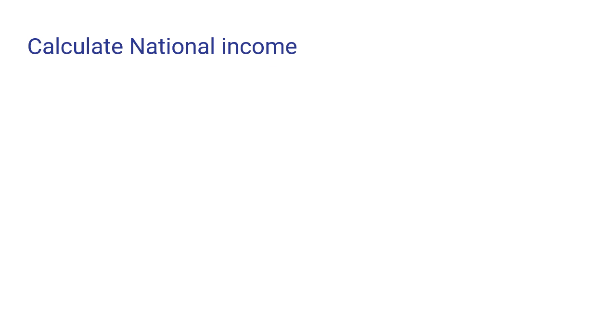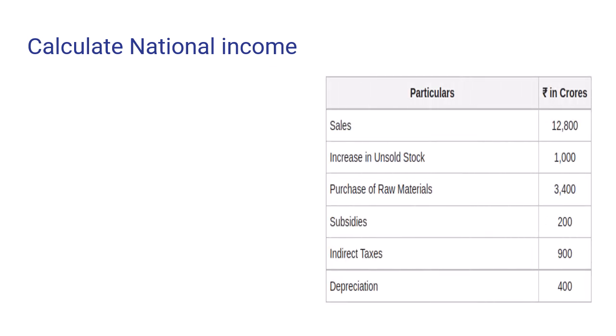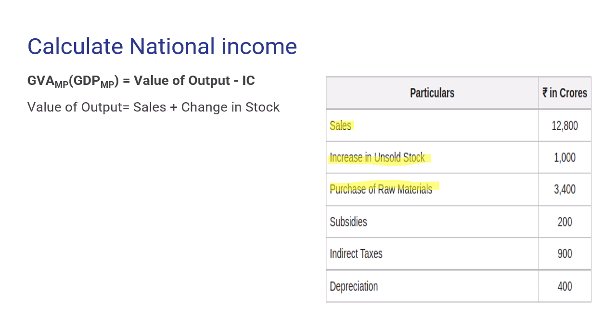Now you have understood that whenever you are calculating national income using the value added method, the first step is to calculate the value added. So you have to calculate GVA-MP and उसका simple formula है value of output minus intermediate consumption. So यहाँ पे आपको दिया हुआ है purchase of raw material 3400, which is your intermediate consumption. Sales आपको given है 12,800, increase in unsold stock. This is your change in stock, which is 1000. So sales is given, change in stock is given. You can easily calculate value of output. It will come out to be 13,800 crores, right?